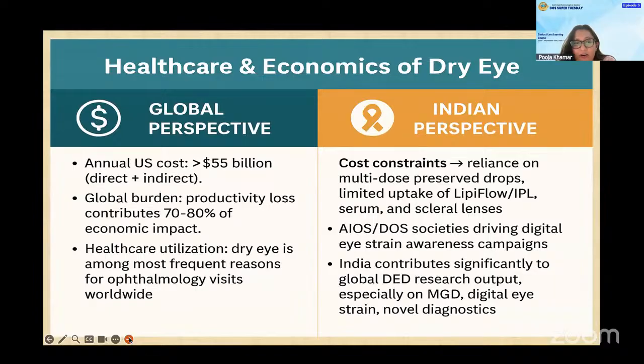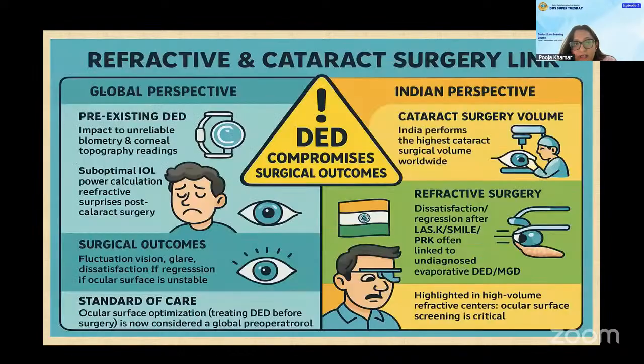If you look at it from a health and ergonomic perspective, it is also taking a toll monetarily, because as much as 55 billion dollars are being spent on the treatment of dry eye, and the productivity loss contributes almost 70 to 80% of the economic impact. So it is not just that we are treating a disease, but we also have to be concerned about the ergonomics when it comes to dry eye disease.